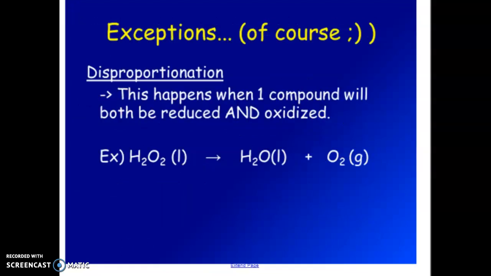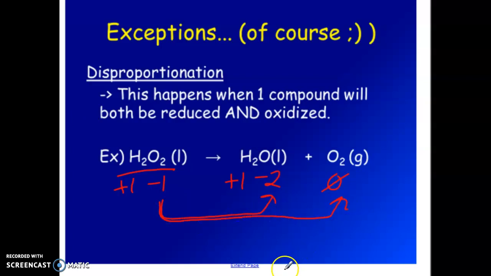Okay. The last part is looking at exceptions to redox reaction setup. So disproportionation is when you have one compound that is both being reduced and oxidized. So here we have hydrogen peroxide. Oxygen is -1, and hydrogen is staying the same. Oxygen is -2 and oxygen is 0. So notice oxygen is doing both oxidizing and reducing. It's going from -1 to -2, so this oxygen is being reduced, and -1 to 0, this oxygen is being oxidized.